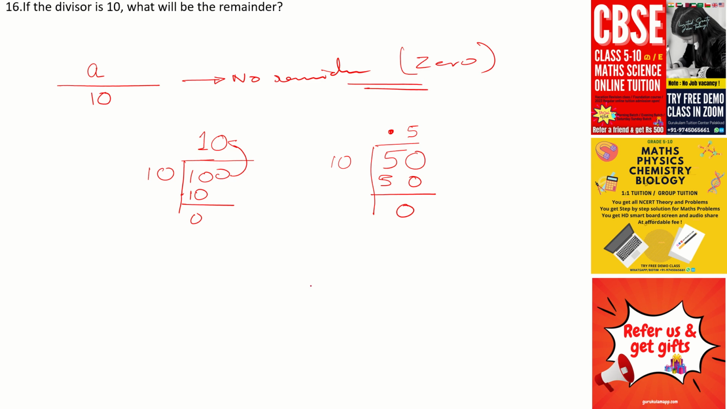0. You can try another value, maybe 3 divided by 10. Here the dividend is smaller than divisor, so put a decimal point here. So you can write a 0 here. 10 3s are 30. 30 minus 30 is 0. So remainder is what? 0.